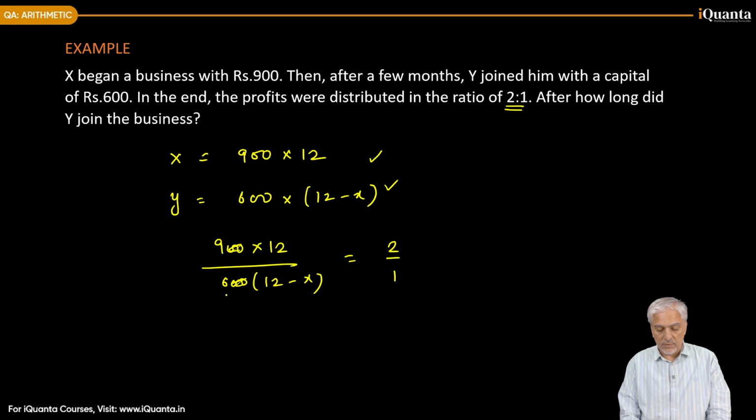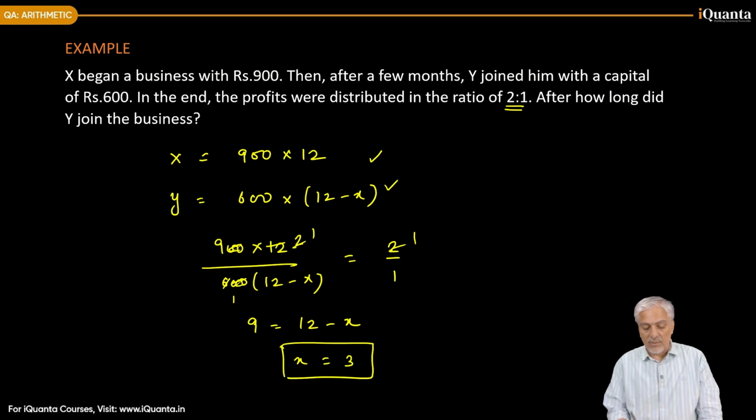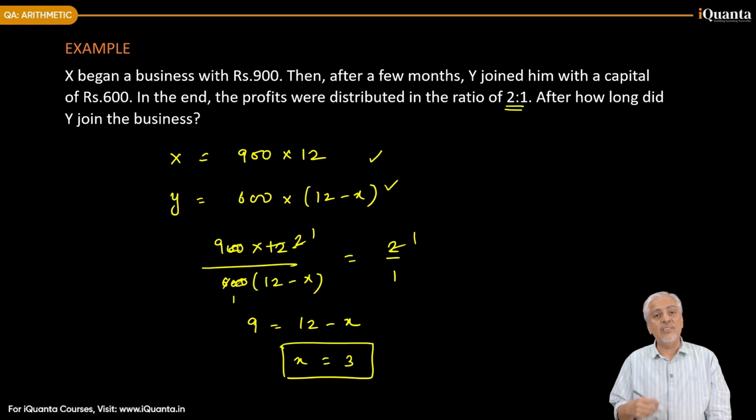0, 0 cuts out. 6 ones are 6, twos are cuts out. 2 ones are 2, ones are cuts out. So we've got everything cut on this side. Just cross multiply. We are left with 9 is equal to 12 minus X, which means X is equal to 12 minus 9, 3 months. That means Y joined the business after 3 months.